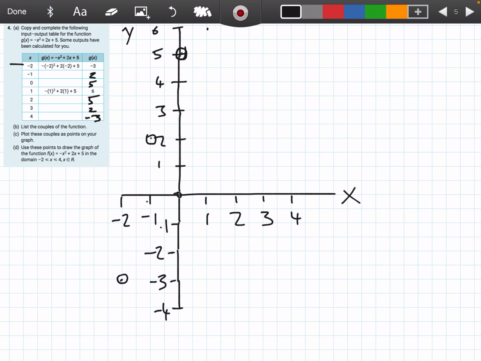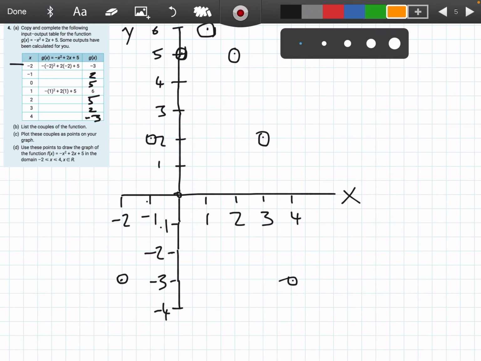It'll be a bit more accurate for you. I can't do it with my finger, lads. It's just a little bit higher than that, but you're going to see exactly now. 2, 5 is there. 3, 2 is there. And then 4, -3 is back down here. So we've now plotted those points and we have to draw our curve.